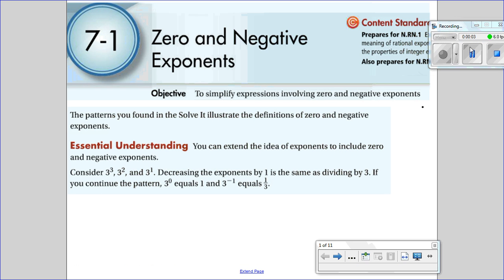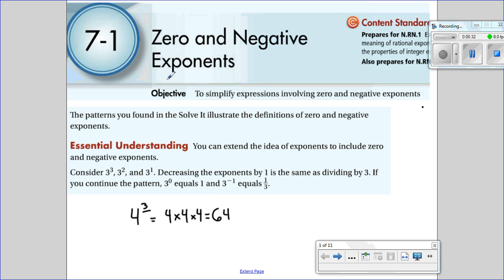The beginning of Chapter 7, Section 1. We're dealing with zero and negative exponents. You're all pretty familiar with exponents. 4 to the third power is just 4 times 4 times 4. 4 times 4 is 16, and then 16 times 4 is 64. So that's exponents when the exponent is a positive whole number.